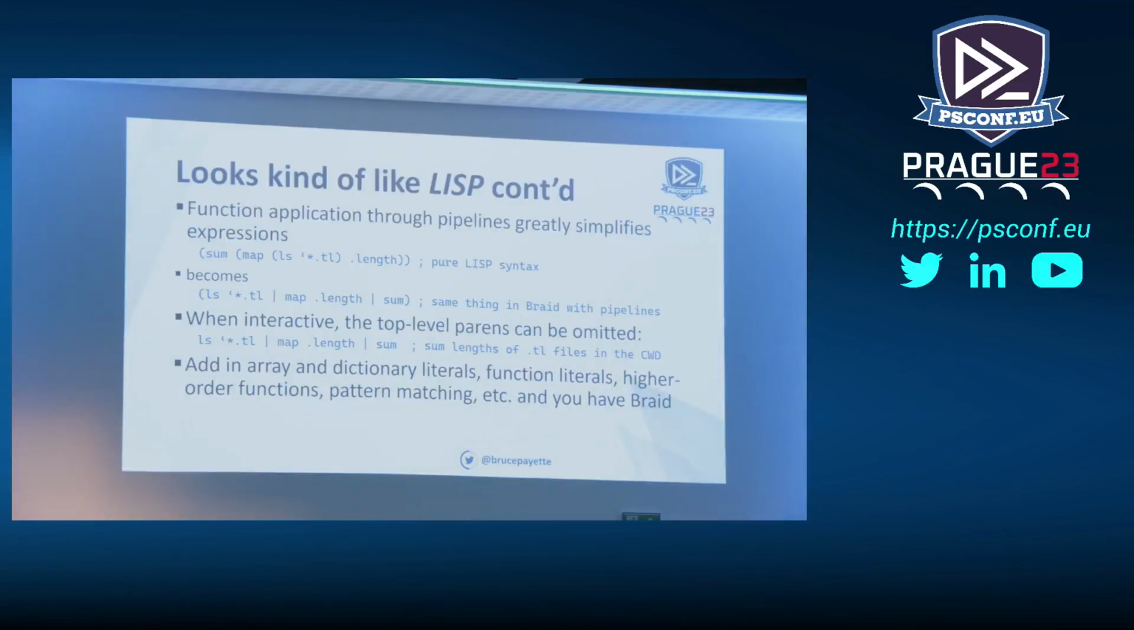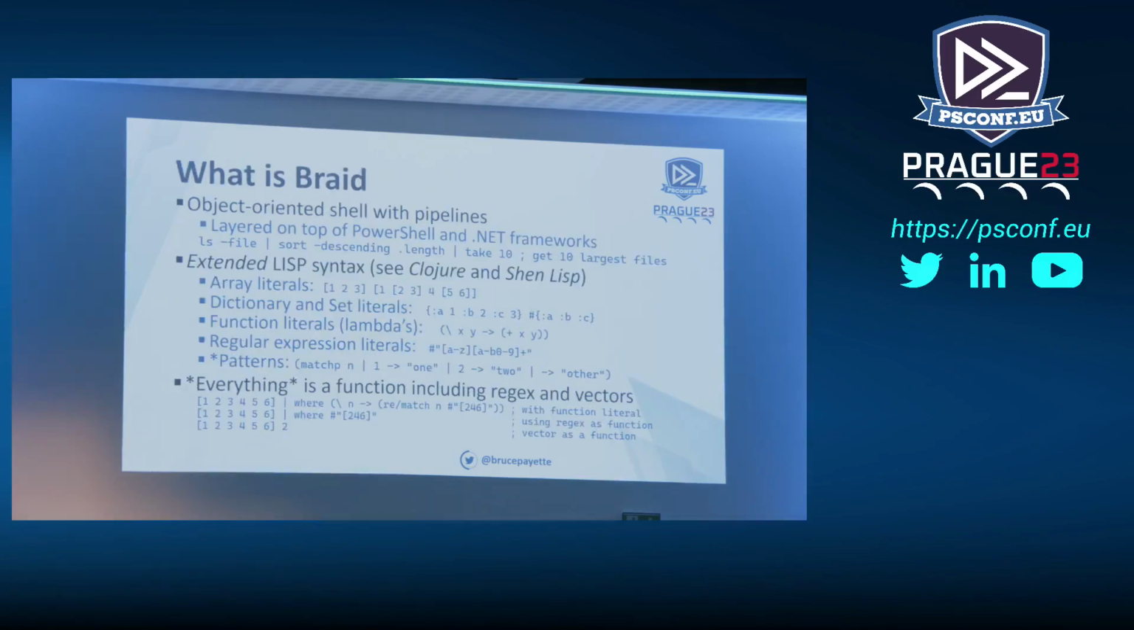So it looks like Lisp, but it simplifies the nested parentheses syntax by using the pipeline, and when you're doing interactive things, you leave off the top level parens. This makes it a shell. I sort of hit on the idea of getting rid of the top level parens when I was at another conference. Up until that point, it was just too annoying to use it as a shell. But surprisingly, that one little change to get rid of the top level parens made it usable as a shell. There's a whole pile of other features in Braid, and we'll look at some more of them.